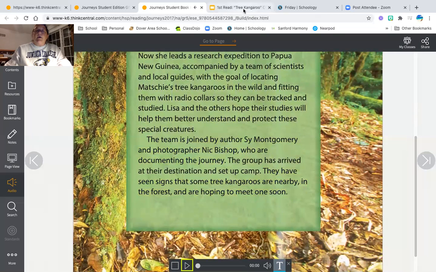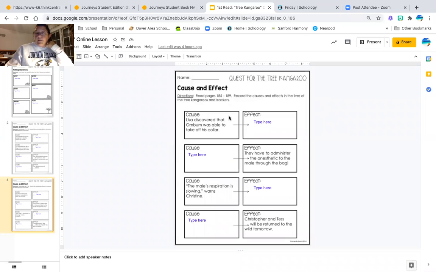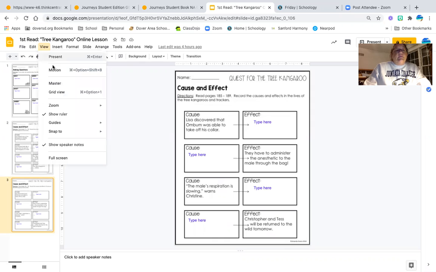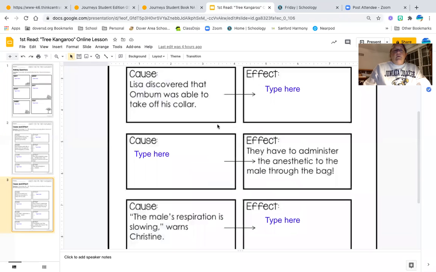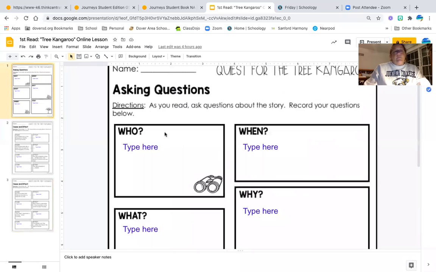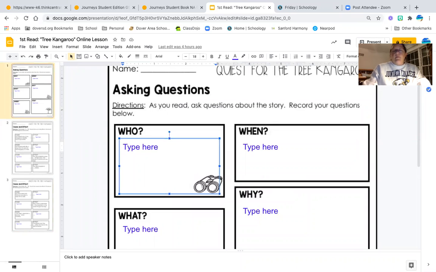Okay, let's pause and go back to this Google slide. So I'm going to move this over here because I want to make this a little bigger so everyone can see it. Let's go to the question page. So I heard a name, Lisa Davik, and so I'm thinking a good who question might be, who is Lisa Davik? And she's a scientist. I heard the reader say she's a scientist, and she is in charge of leading this expedition.